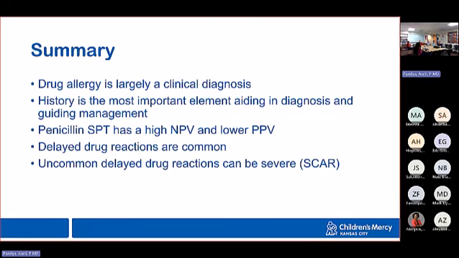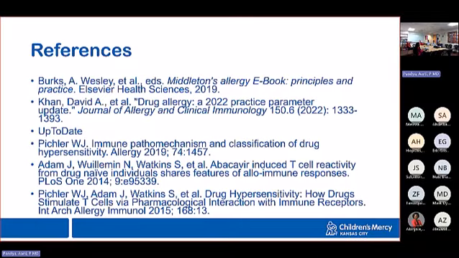Okay, now we're on our summary slide. Drug allergy is largely a clinical diagnosis. History is an important element aiding in the diagnosis and guiding management of drug allergy. Penicillin skin prick testing has a high negative predictive value and a lower positive predictive value. Delayed drug reactions are common. Uncommon delayed drug reactions can be severe and include SCAR reactions. There are the references.